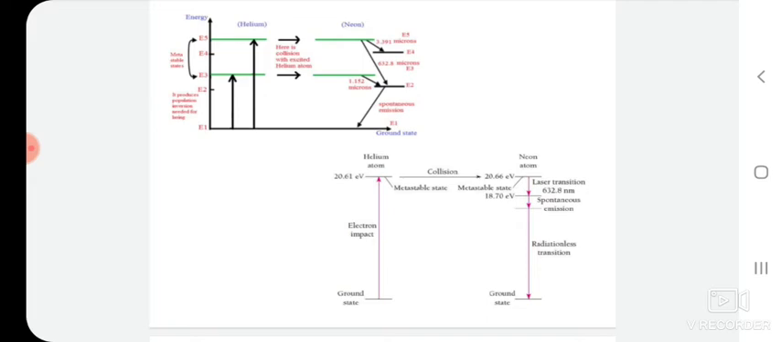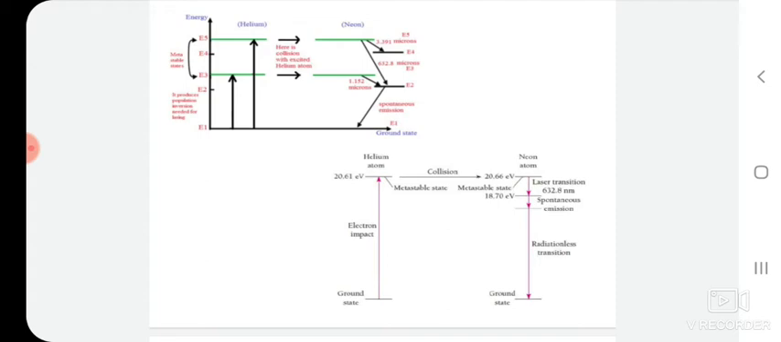So the purpose of that helium atom is to achieve a population inversion in neon atom, as we see in this energy level diagram. The laser transition in neon is from the metastable state at 20.66 electron volt to the excited state at 18.70 electron volt with the emission of a 632.8 nanometer photon. Okay, you get this point.